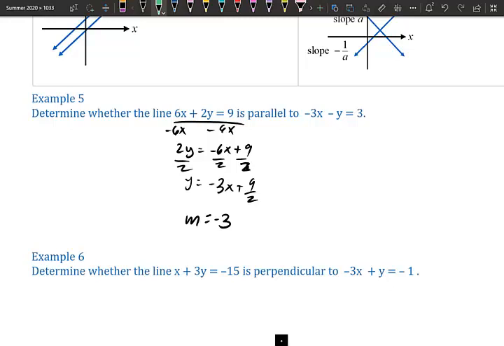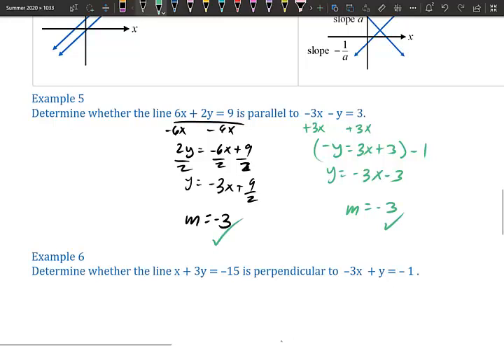So for our next one, we need to solve for y. We're going to add 3x to both sides. And when we do, we have negative y equals 3x plus 3. Multiply by negative 1, so we have y equals negative 3x minus 3. So our m is negative 3. Since they are identical, these are parallel lines.